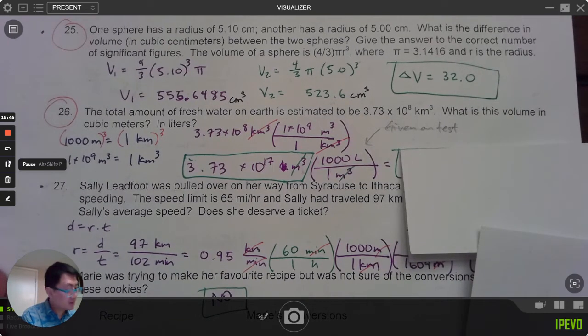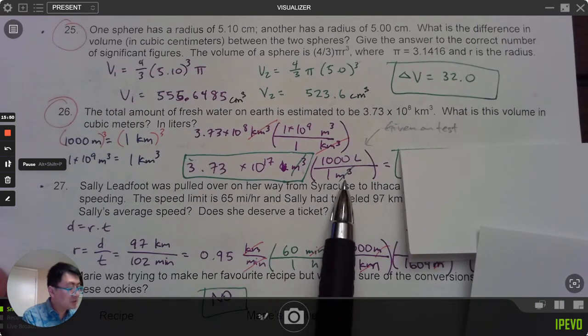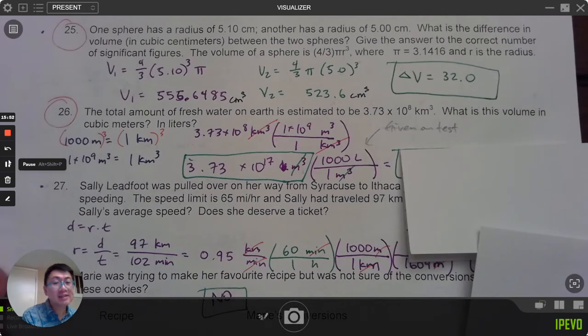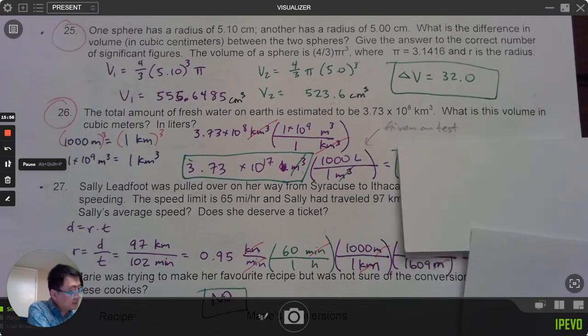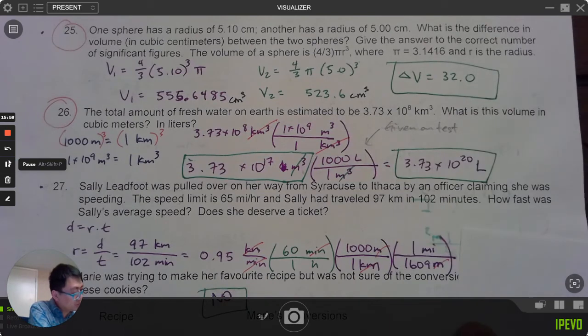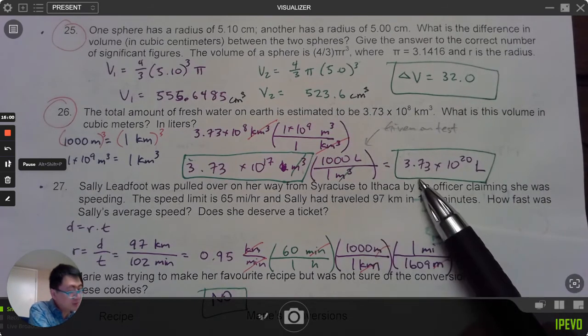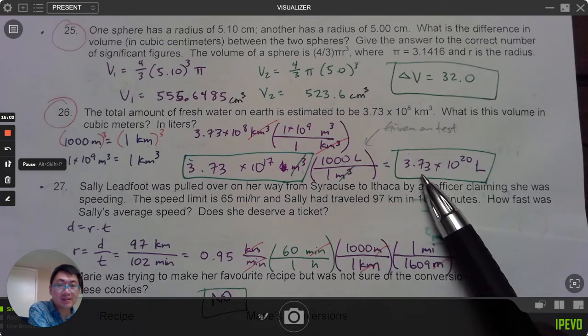The second part is to convert into liters. This conversion factor would be given to you: 1 cubic meter is 1,000 liters. So knowing that, we just multiply by 1,000, or 3.73 times 10 to the 20th liters.